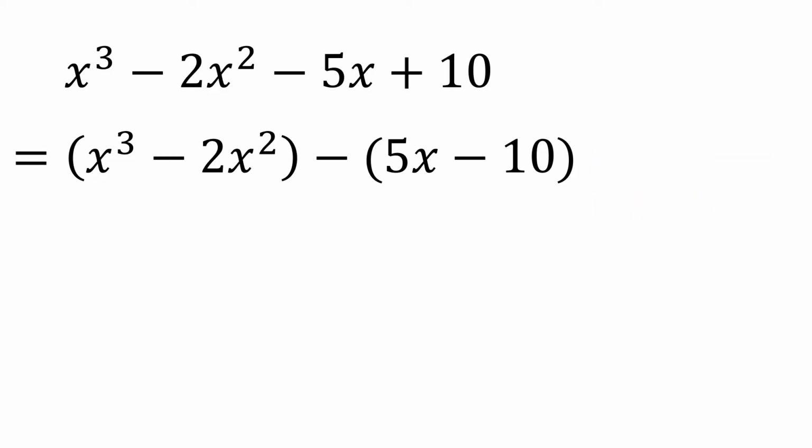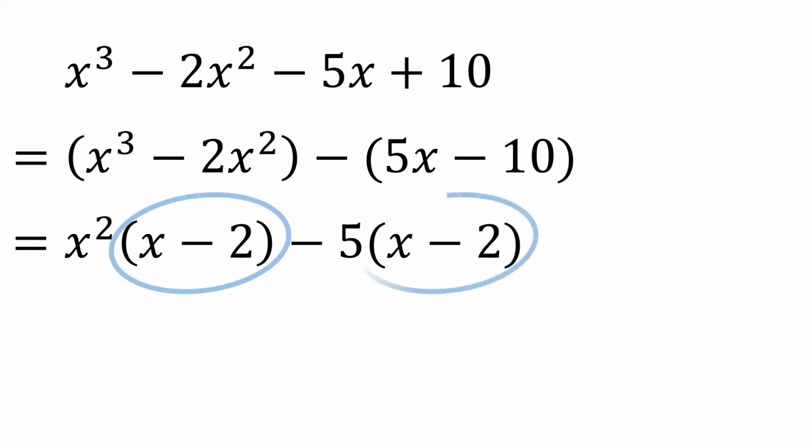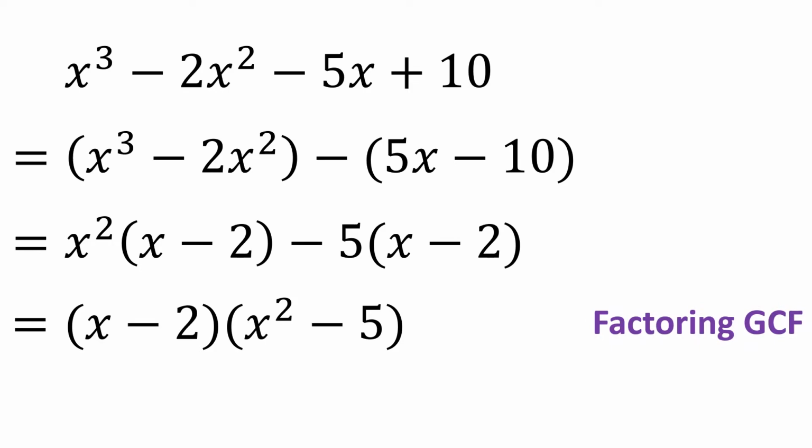Now factoring out the greatest common factor in each group, we have x squared times x minus 2 minus 5 times x minus 2. Now notice that x minus 2 is a common factor. So we can factor it out and we have x minus 2 times x squared minus 5.